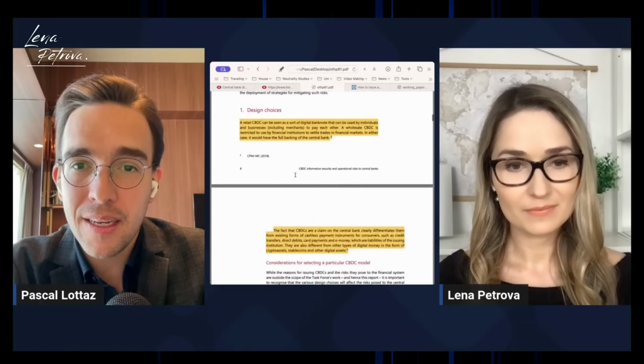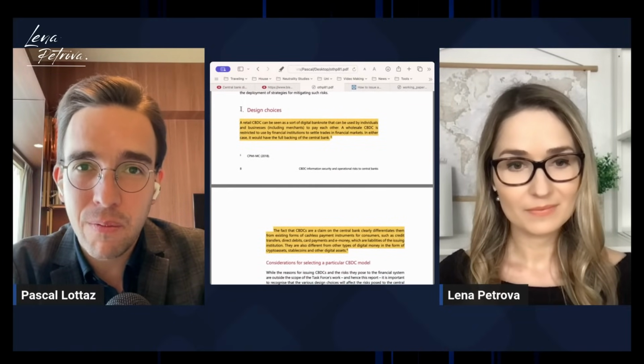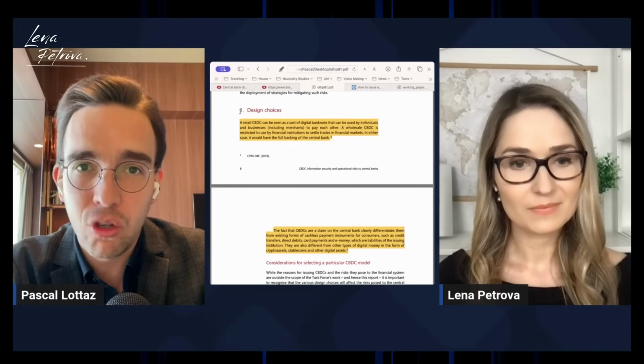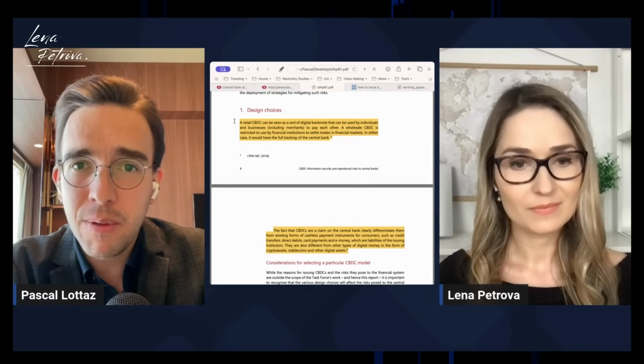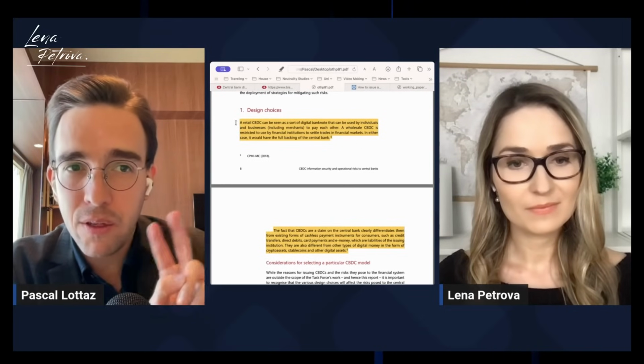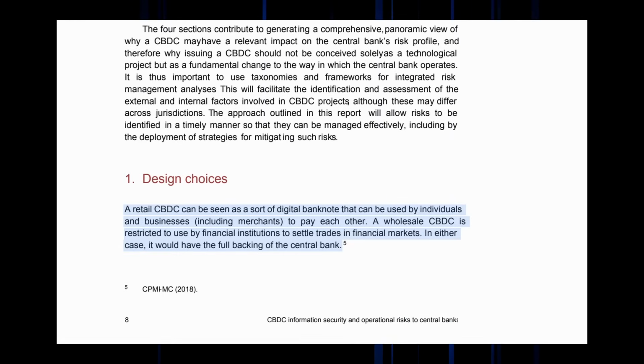One thing that's important here is that the BIS says there are different design choices. There are two kinds of CBDCs, retail and wholesale. A retail CBDC can be seen as a sort of digital banknote that can be used by individuals and businesses, including merchants, to pay each other. A wholesale CBDC is restricted to use by financial institutions to settle trades in financial markets. In either case, it would have the full backing of the central bank.